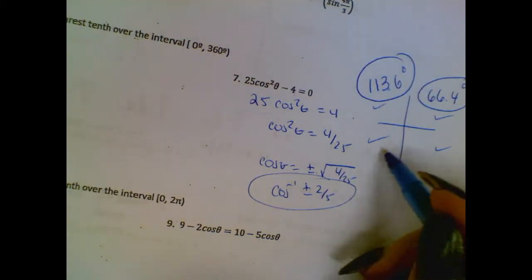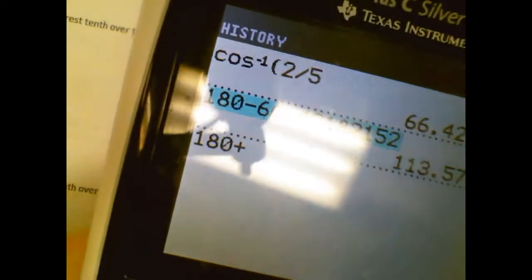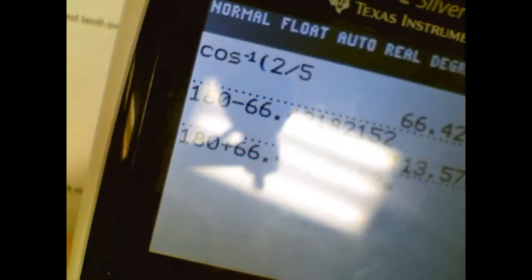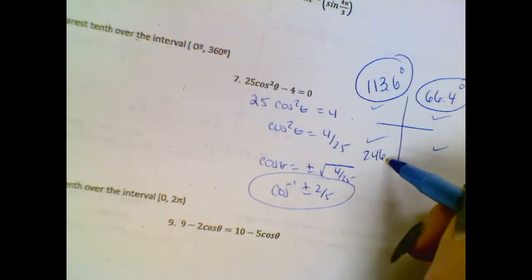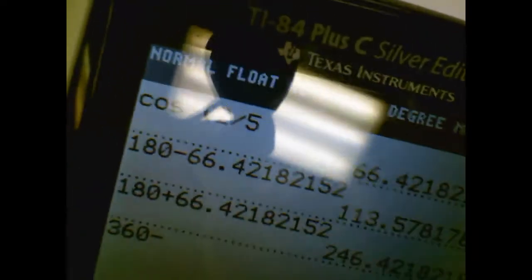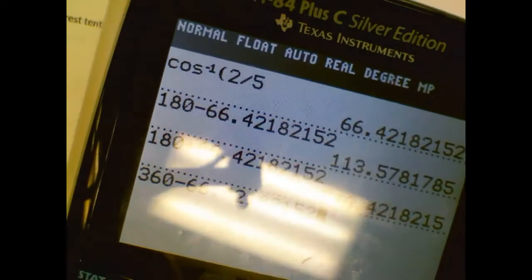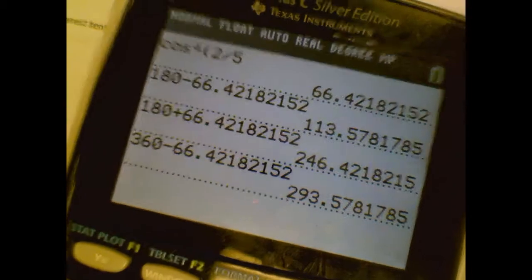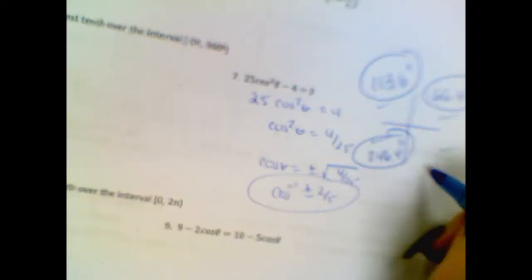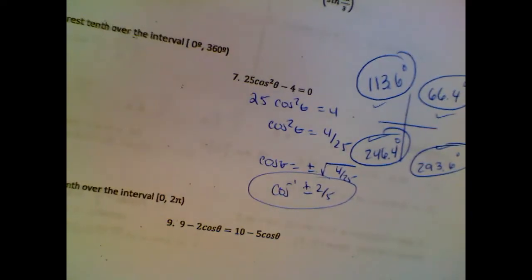The other answer down here is going to be 180 plus this 66 answer. So it's plus twice. 246.4 degrees. And the other one is 360 minus this one for a 293.6. And that's how you do it. All 4 answers.